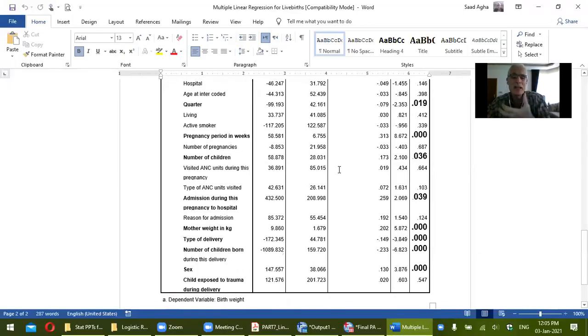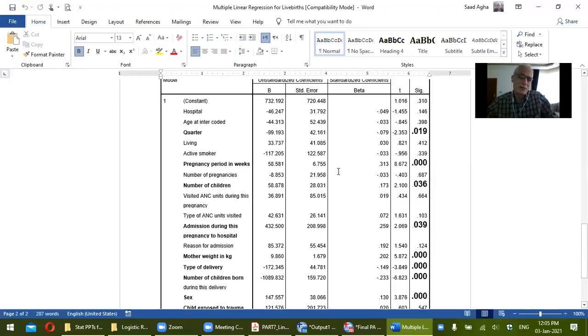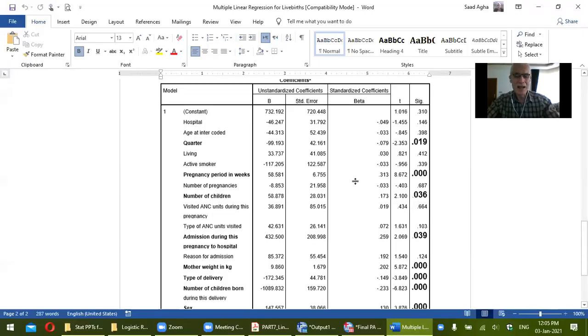And you should study every variable when you enter it into the equation. And if you cannot decide, you use this rule: you enter every variable when it's significant, and when the p-value is up to 0.25. Up to 0.25.